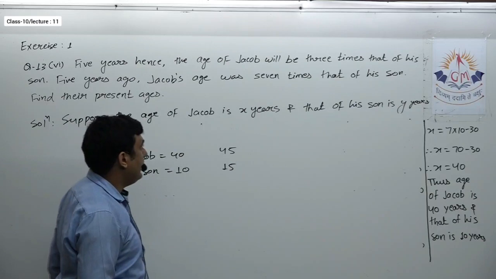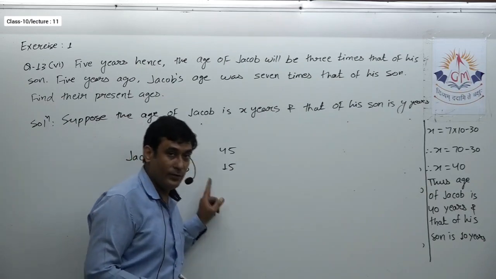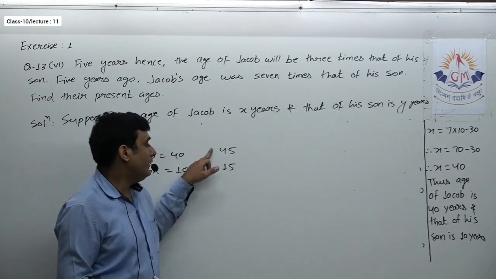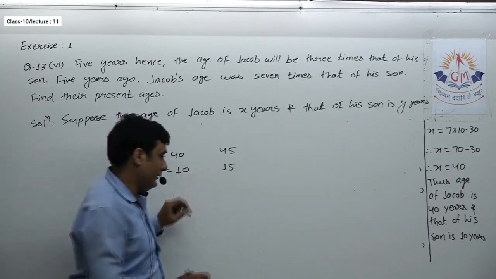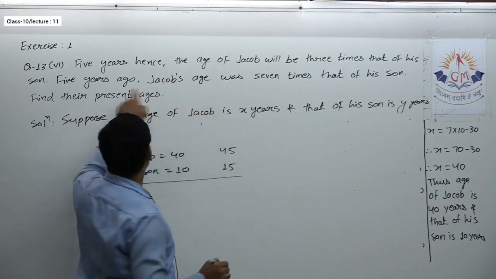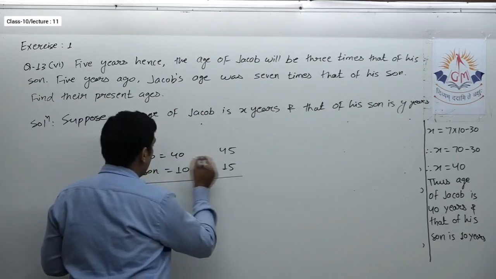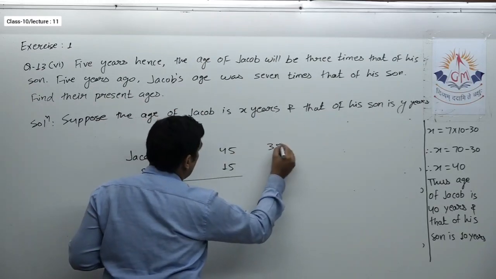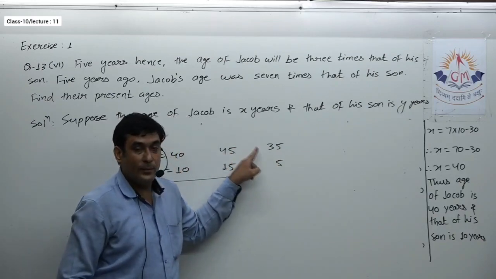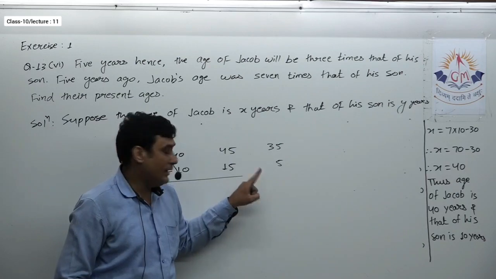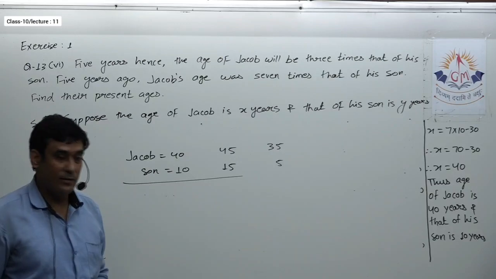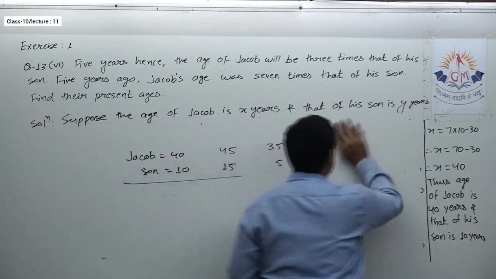So can we say the age of Jacob is 3 times the age of his son? Yes, 15 3s are 45. That means the age of Jacob is 3 times the age of the son. Now similarly, the second statement says 5 years ago. So 5 years ago this 40, actually it was 35 and this will be 5. So here again, can we say the age of Jacob is 7 times the age of his son? Yes, 7 5s are 35. So here we can verify our answer with the help of the statements.